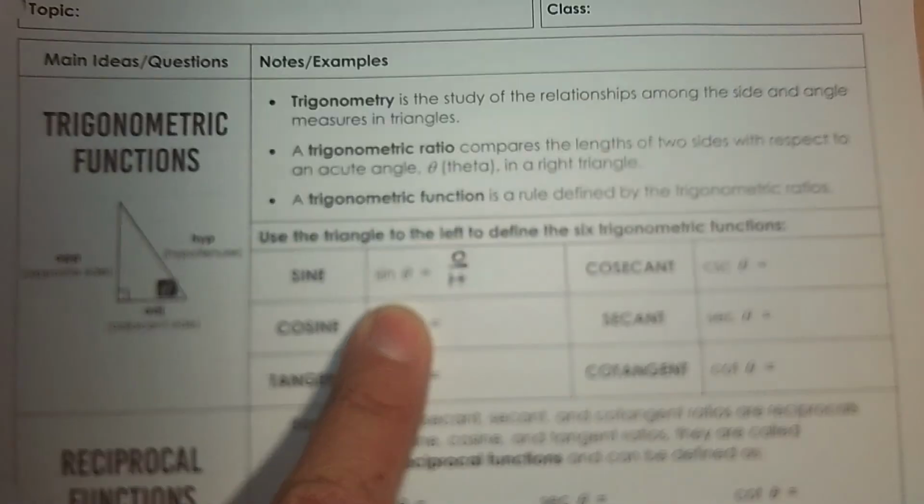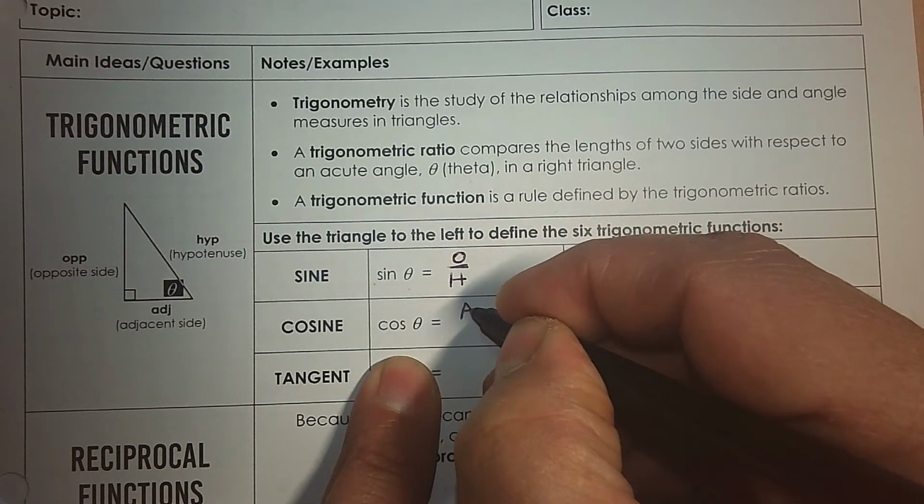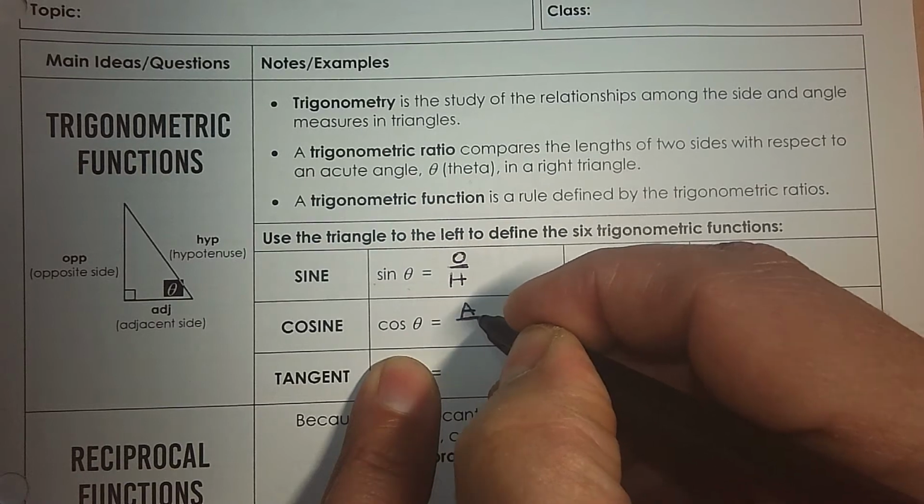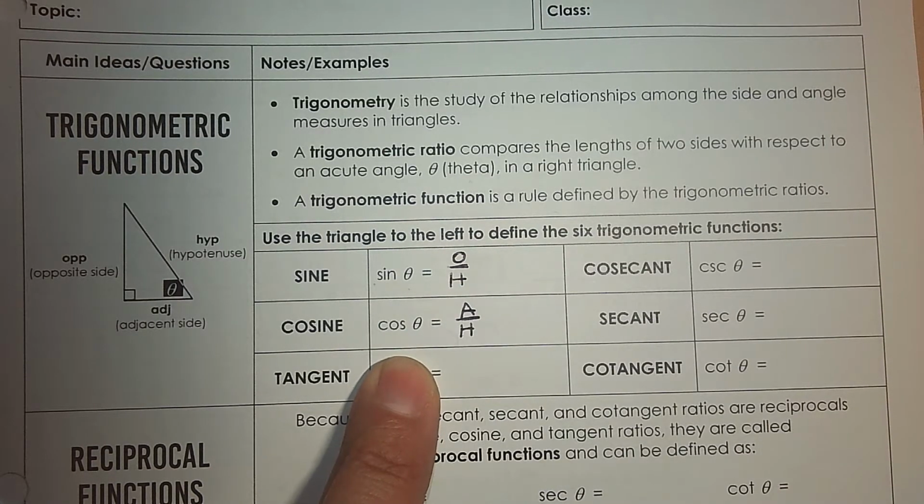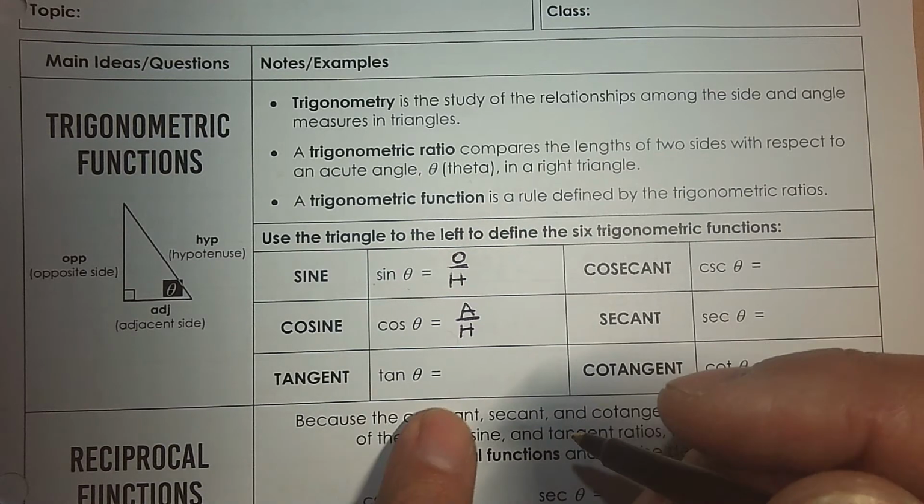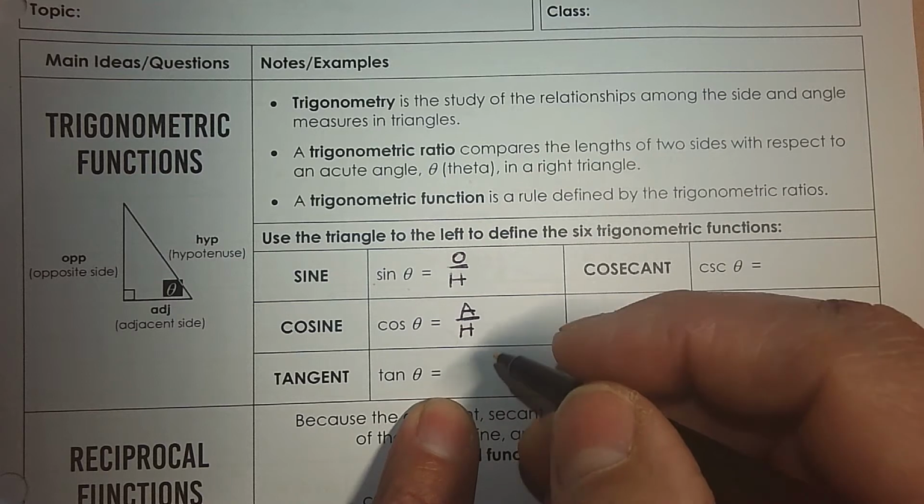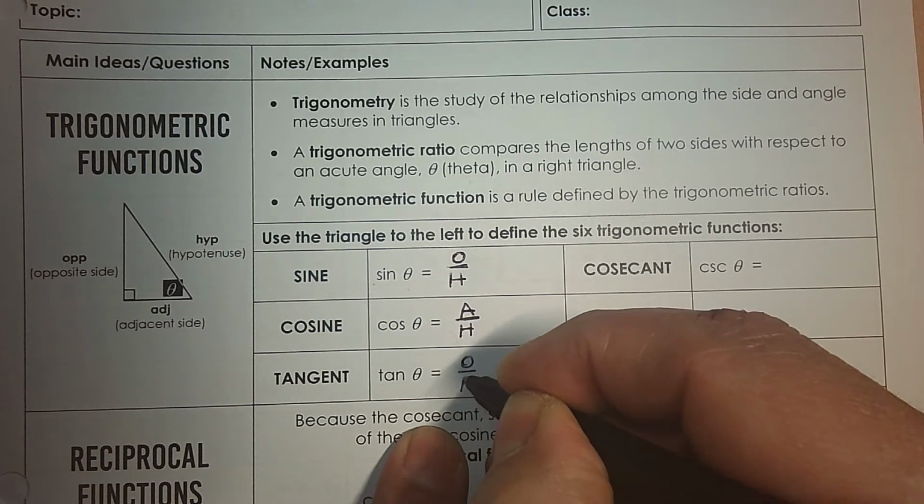You ready? Cosine is equal to the adjacent side over the hypotenuse. I'm going to give you an awesome acronym to remember it in a second. Tangent is opposite over adjacent.